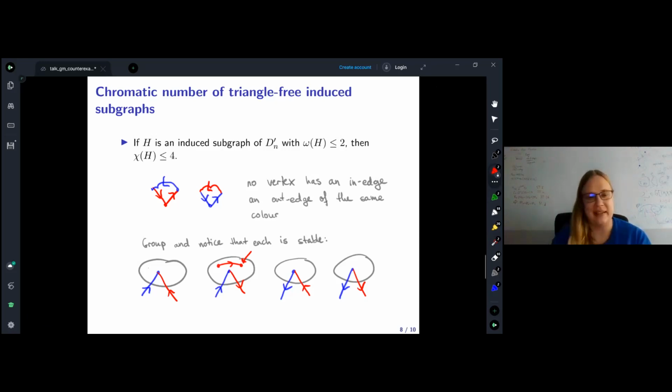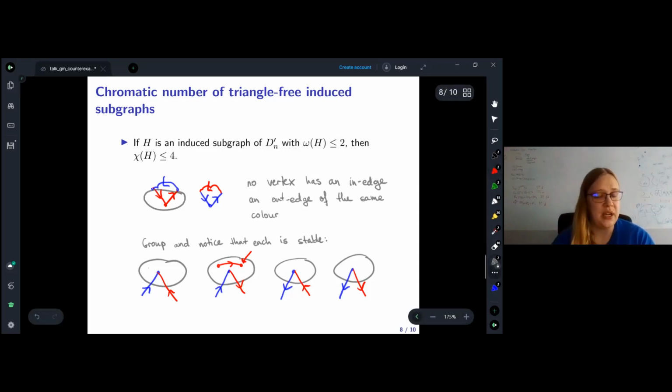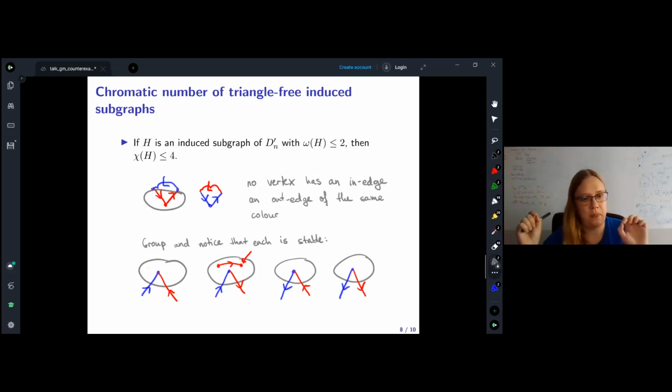Right, another way to say it is, if you look at red edges only, you don't have a 2-edge directed red path, which means among red edges only, the graph is bipartite. So you can partition into two and kill all red edges. And then you do it again, partition each part into two more and kill all blue edges, and that's okay. So every triangle-free induced subgraph has chromatic number at most 4. That's it. We've already proved everything.